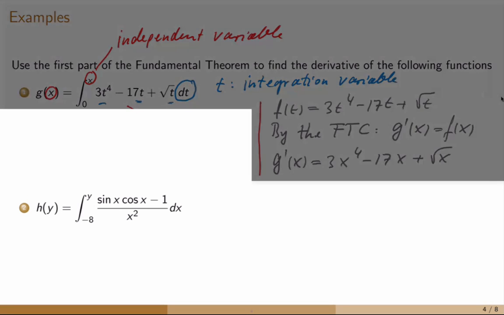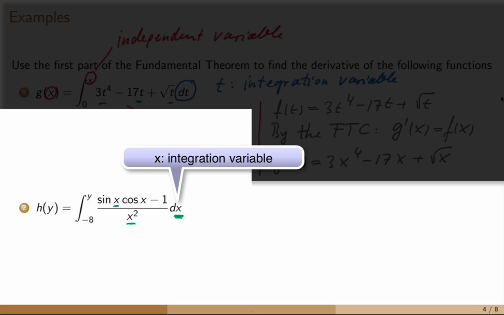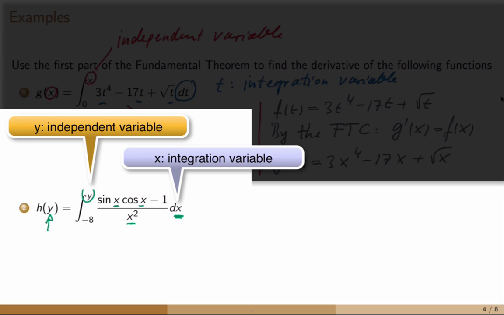So here's another example with the function h, and h of y is the integral from minus 8 to y of sine x cos x minus 1 divided by x squared dx. Okay, so now the x is the integration variable, appears everywhere here, but the function h depends on y, which appears here. So if I talk about the derivative of h, I mean d by dy in this case, okay?